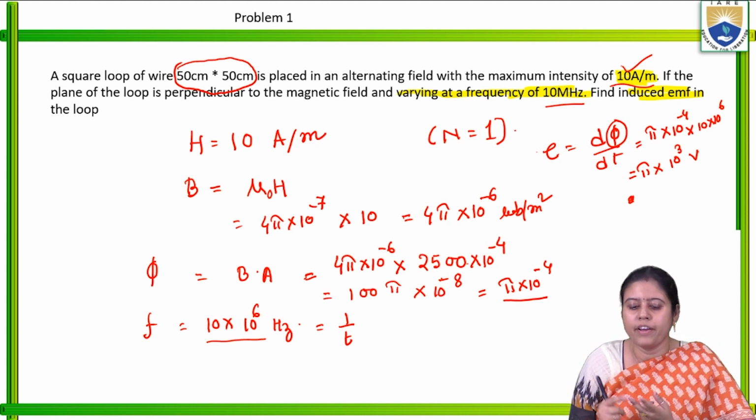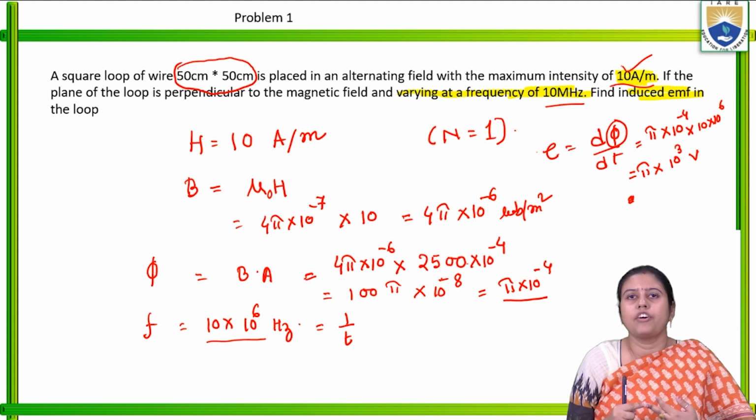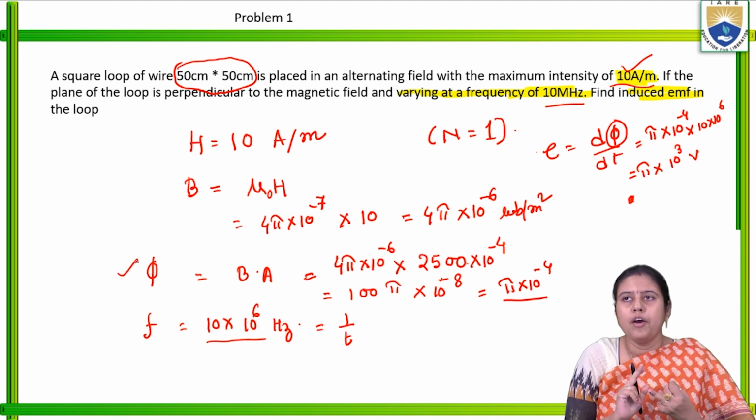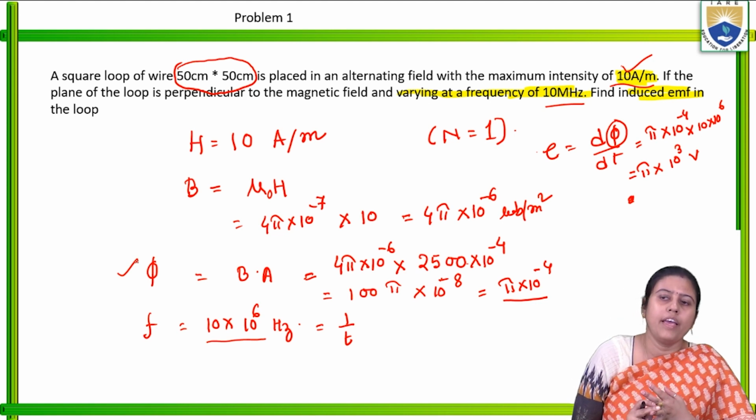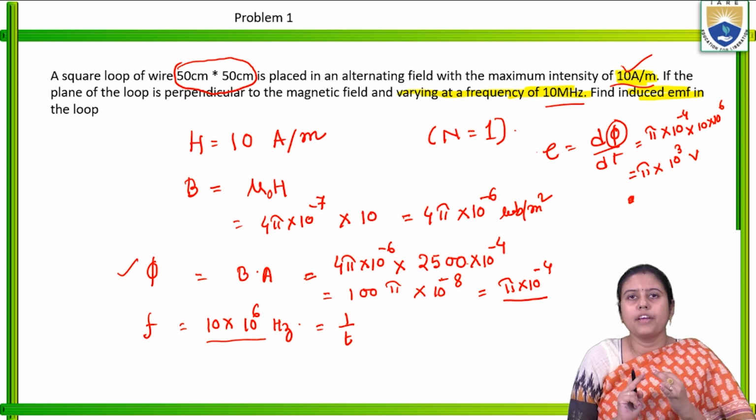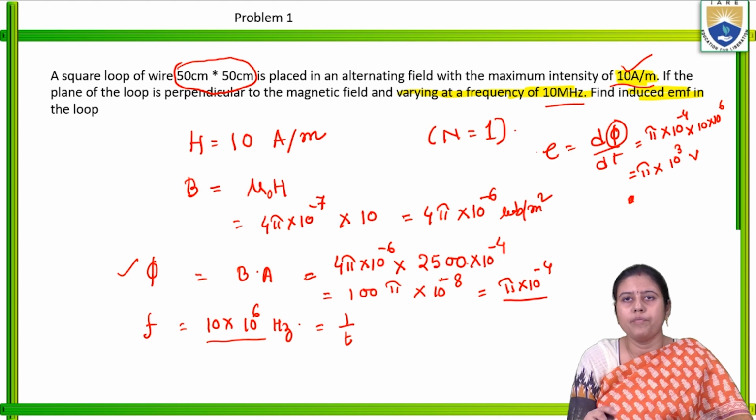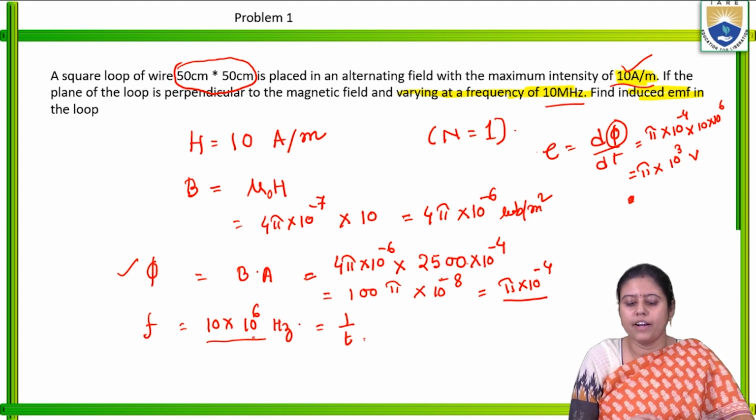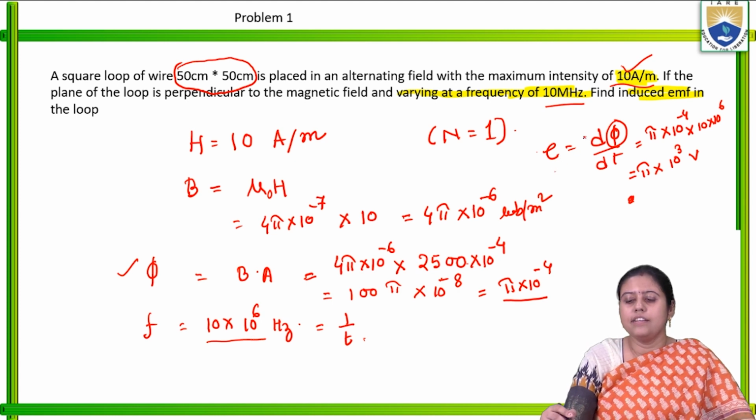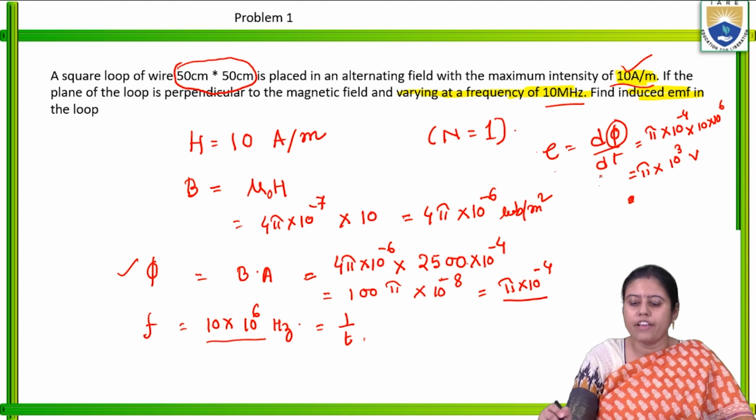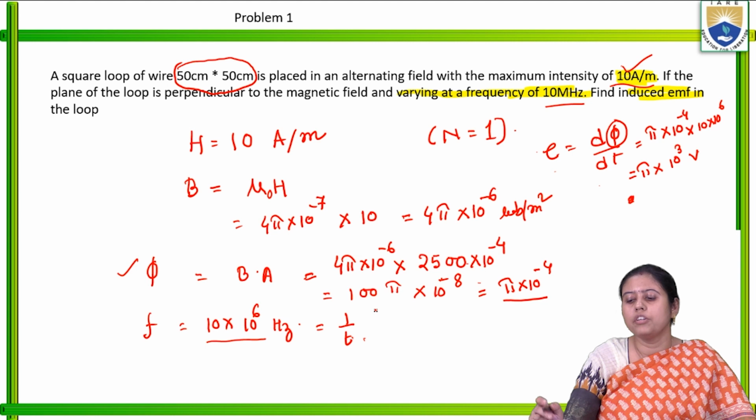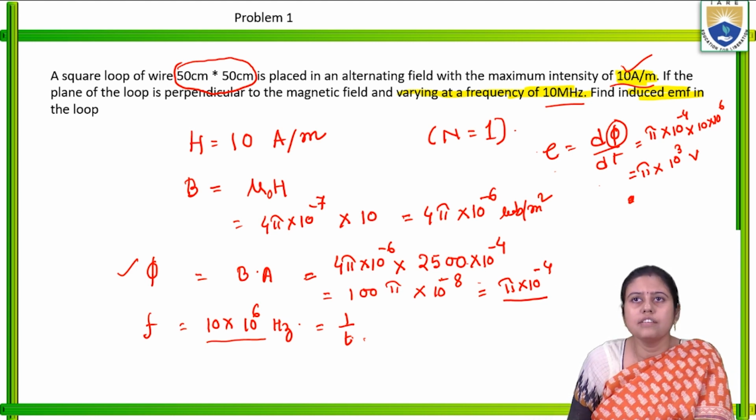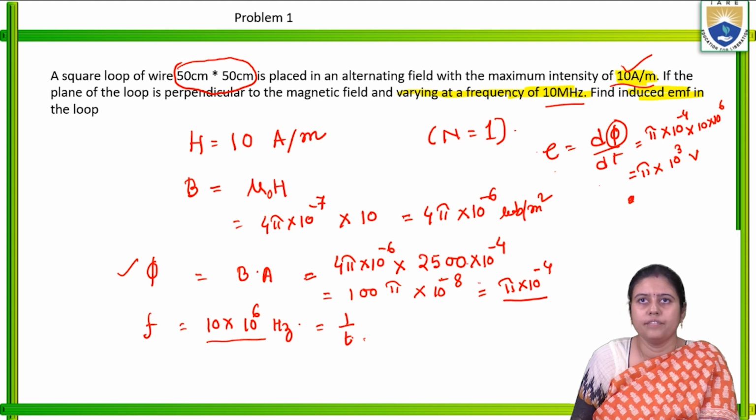First H is given. We can get the B from here. If we get the B, we can calculate the phi, the flux, from B into A is equal to phi. Then the frequency is given. Frequency means 1 by T. So 1 by T is the 10 megahertz. And what is E? E is equal to d phi by dt. Phi value we got, T value we got. So we can get the value of E. So this is our problem 1.